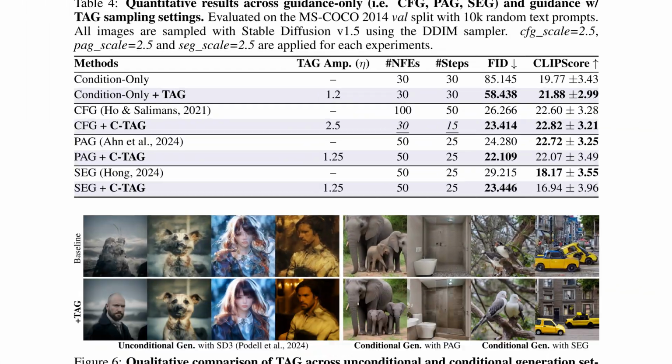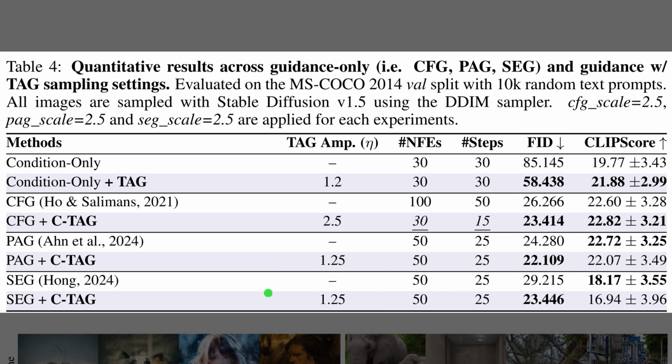Alright. Table 4 compares conditional text guidance methods with and without tangential amplifying guidance on MS COCO. CTAG projects the guidance into the tangential subspace, meaning directions that move along the data manifold, which helps keep semantics consistent. The main message is that CTAG enables a 30-step sampler. That setting outperforms a 100-step classifier-free guidance baseline. FID drops for condition-only sampling, while CLIP score rises, and the same trend holds for PAG and SEG.